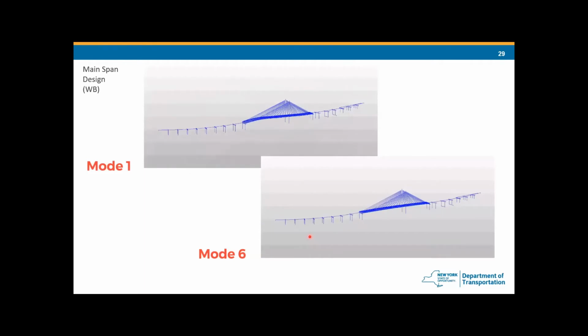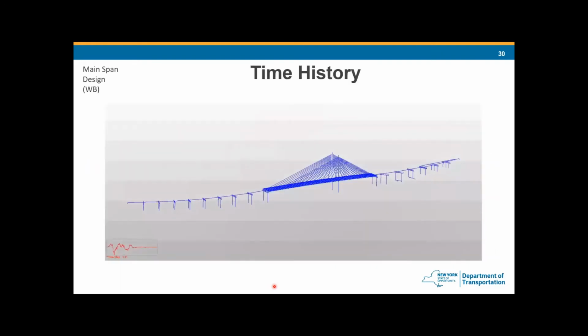And the screen shows the result of the frequency analysis from the Midas model. Mode 1 is the vertical mode, mode 6 is the main span torsional mode. And this movie captures the result of the time history analysis. The motion in the movie corresponds to the force function applied to the substructure. You can see on the bottom left of the screen the time function that is applied to it. The motion in the movie is exaggerated.